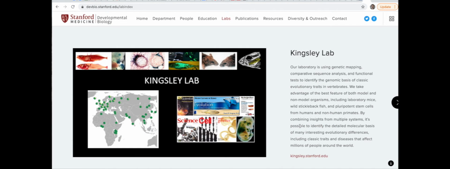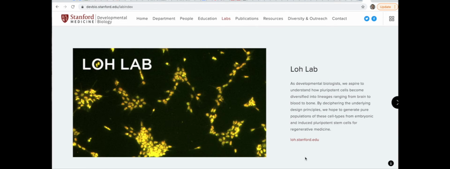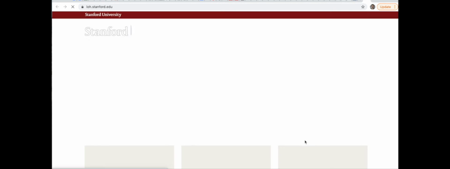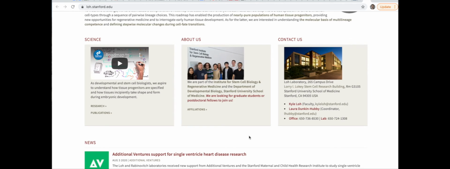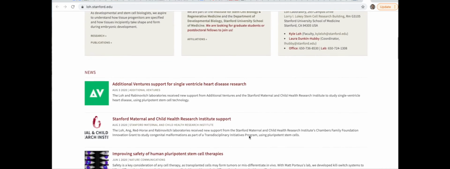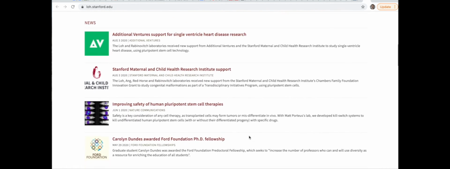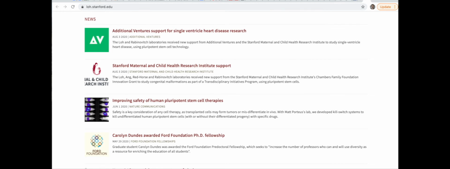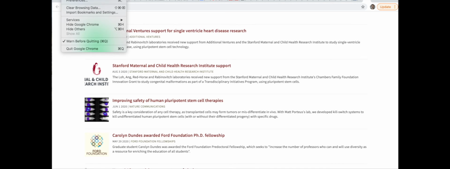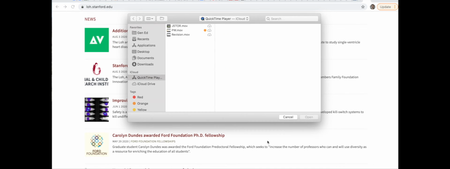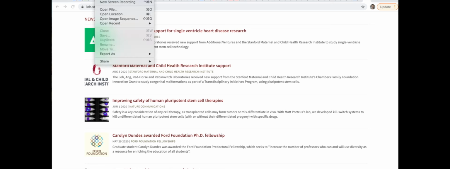Here's an example of some different biology labs through Stanford. You can see there are some individual links to the Kingsley lab that you could check out. Here's the Low lab. This could be again a primary source where you're analyzing this website to learn more about how scientists in this particular community share information, deliver research, deliver data.